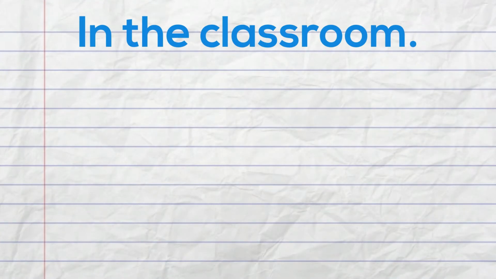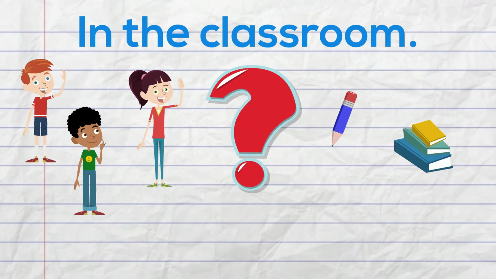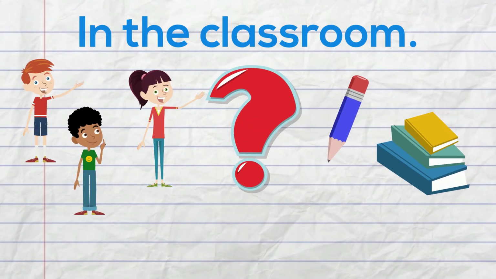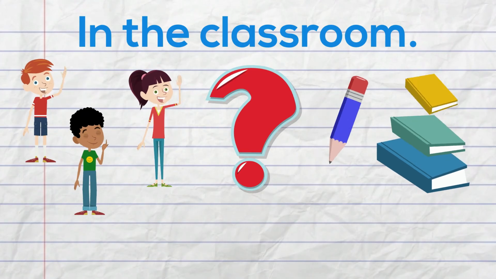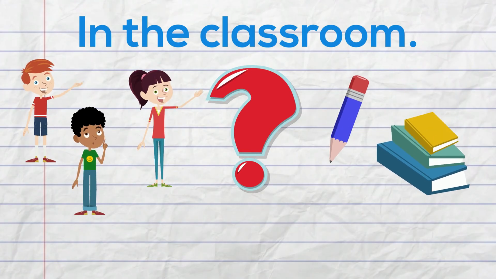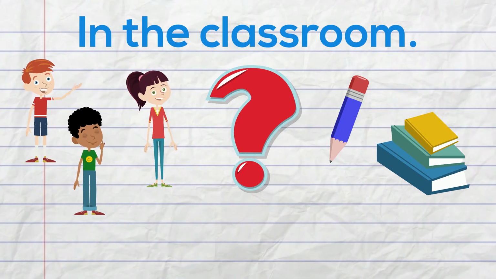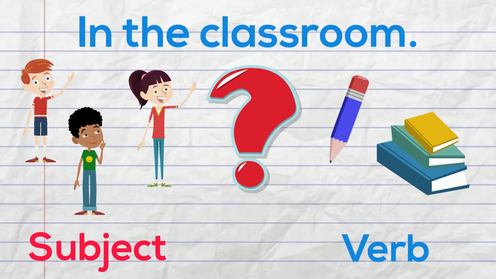Number 1, in the classroom. If you are asking yourself who or what is in the classroom, then you understand why this isn't a complete sentence or an independent clause. In order to make this fragment a complete sentence, you will need to add both a subject and a verb.